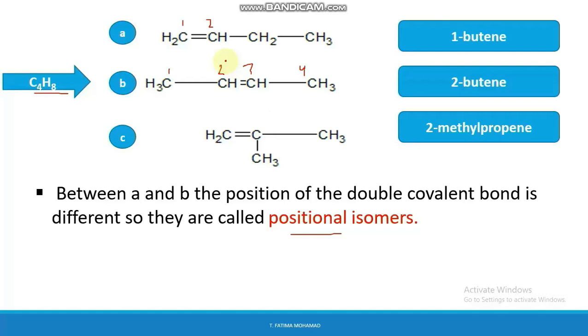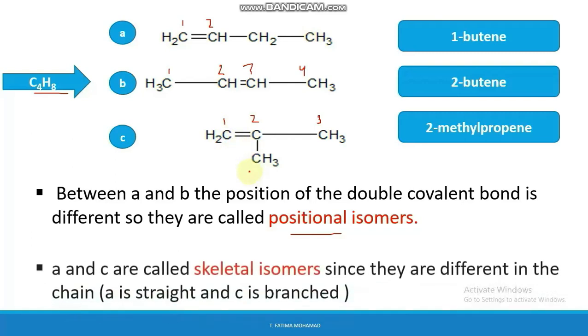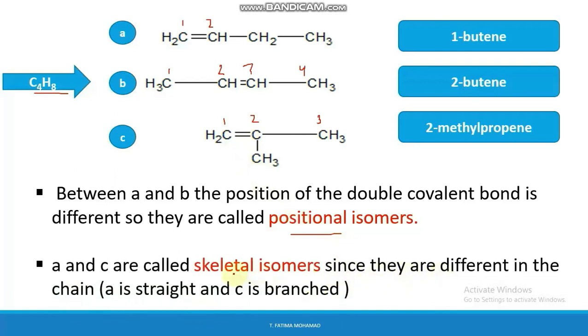Okay, let's see A and C. They have the same position of the double bond. Here the double bond is between carbons 1 and 2, and here also between carbons 1 and 2. And here A is linear while C is branched. So they are called skeletal isomers. Why? Since they have different chains. A is straight while C is branched. So positional isomers differ in the position of the double bond, while skeletal isomers differ in the chain, whether it is straight or branched.